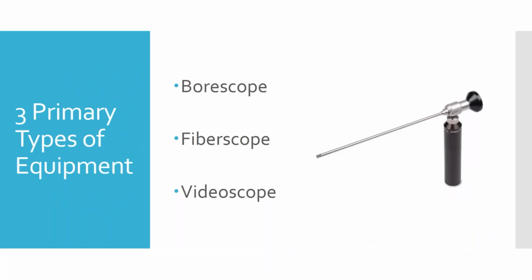Okay. So there are three main types that you'll see referred to, and these are kind of official names, but you'll notice they're often used interchangeably. There are specific differences when we're talking about a borescope, a fibroscope, or a videoscope. There are dictionary definitions, but you'll often hear people say, I need to perform a videoscope.